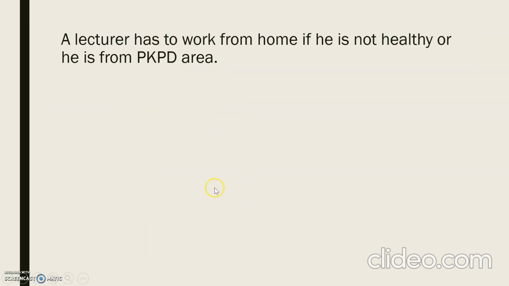Suppose that we have this sentence here. A lecturer has to work from home if he is not healthy or he is from PKPD area. Alright, so the first thing just now, we have to identify the output and the conditions. What's the output here? What do we want to happen here? A lecturer has to work from home if he is not healthy, or he is from PKPD area. So a lecturer working from home is the output. Actually, this will happen if these things, the sentences after if, are the conditions.